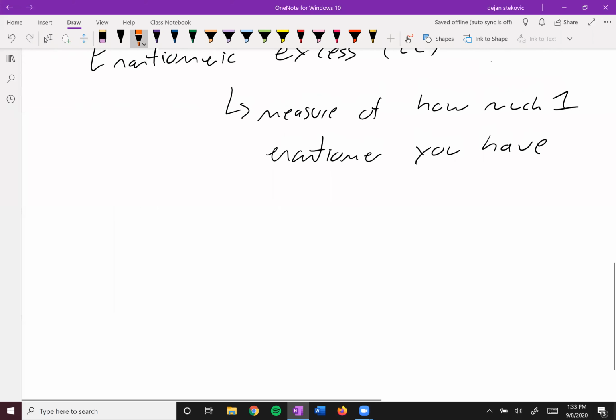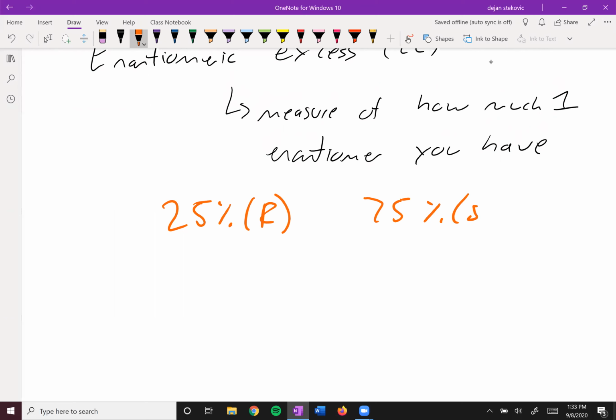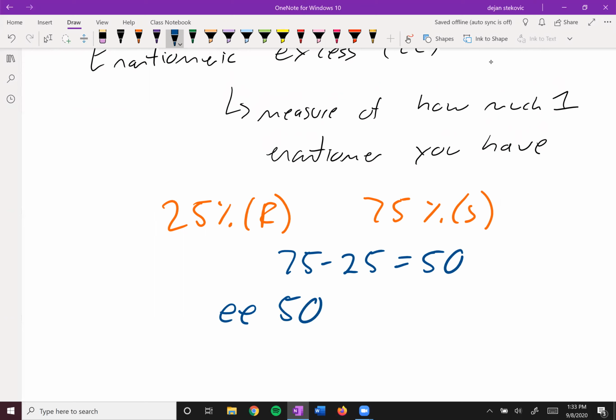And so, for example, if you had something that was 25% R and 75% S, to find the enantiomeric excess, we take these numbers and we subtract them from one another, right? So we do 75 minus 25, that's 50. And so we say that this has a 50% enantiomeric excess.